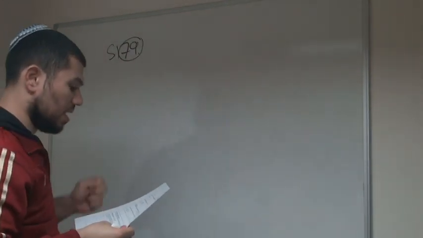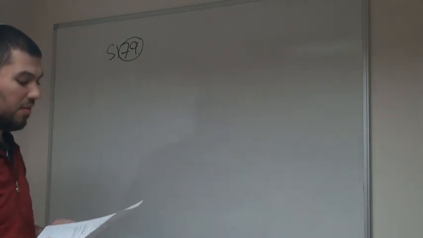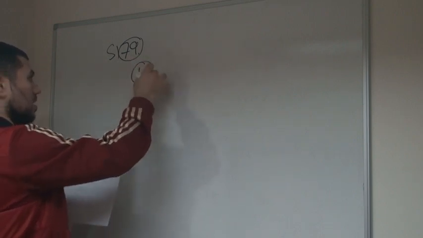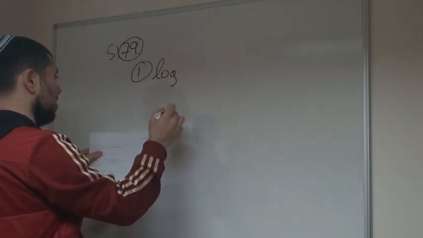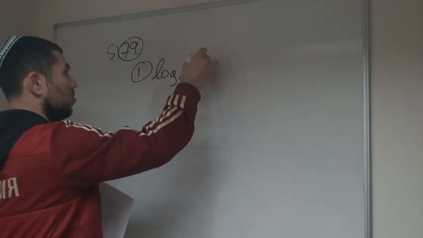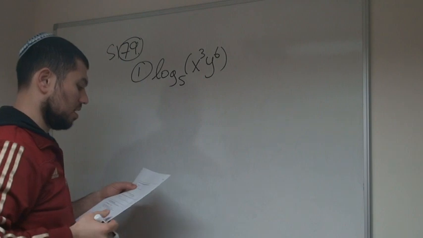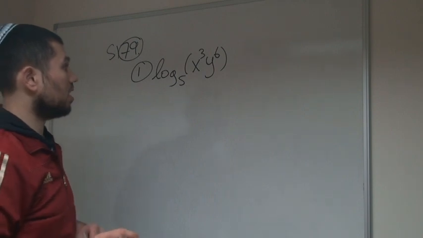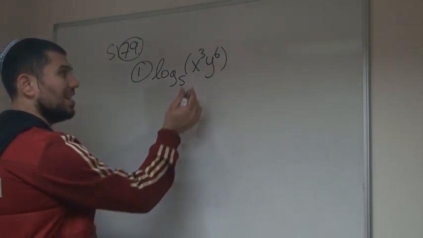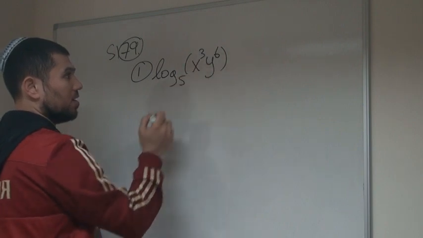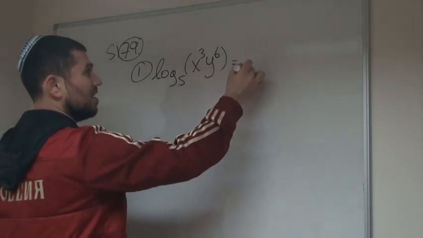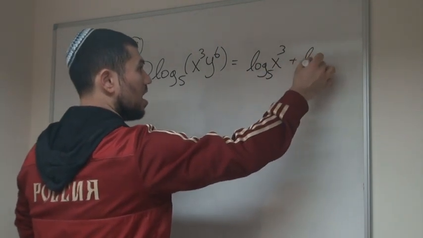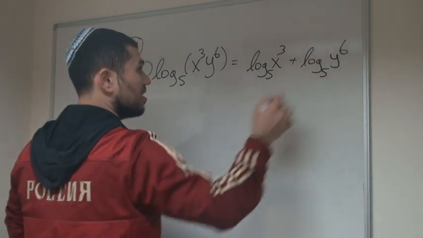Slide 79. So example number 1. If you use the laws to expand the log, so if I were to ask you to expand log to the base 5 of x cubed y to the 6th, how would you manage that log expansion? Well, do it in a couple of steps. First, I see that there's a product here, x to the 3rd, y to the 6th. So I'm going to write this as log to the base 5 of x to the 3rd plus log to the base 5 of y to the 6th.